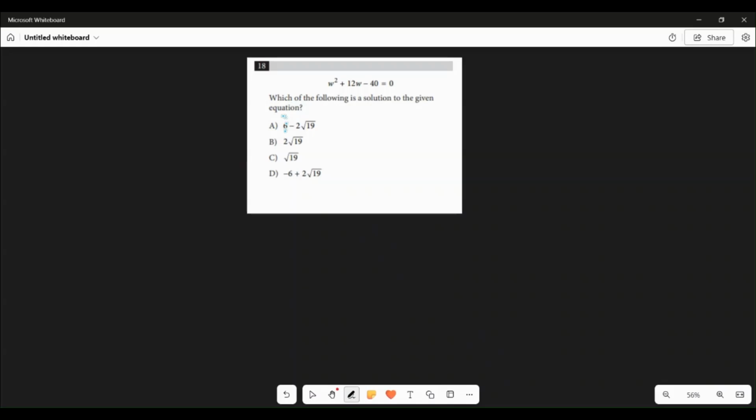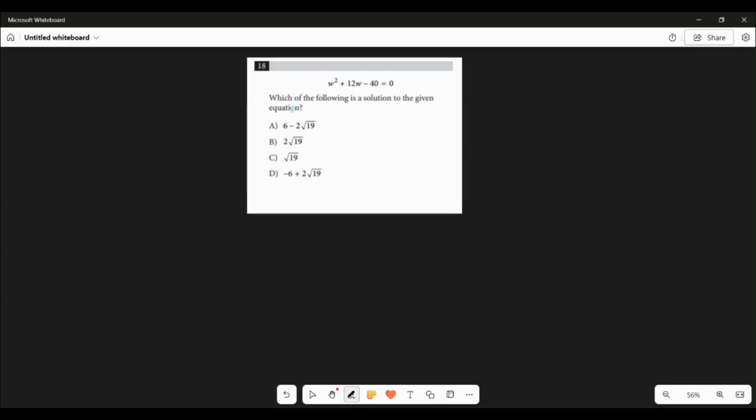This is from the official test bundle number 6 from the year 2024. Which of the following is a solution to the given equation? And we have here w squared plus 12w minus 40 is equal to 0.